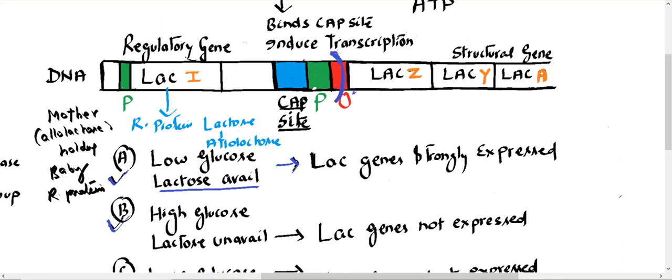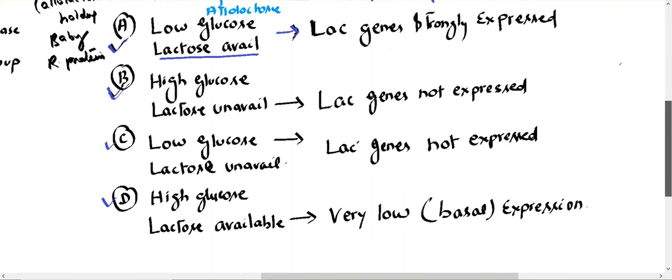So you can see this is a repressor protein binding to the operator site, because lactose is not available. You see that there is no lactose available, so the repressor protein can bind to the operator site and the lac genes are not expressed.